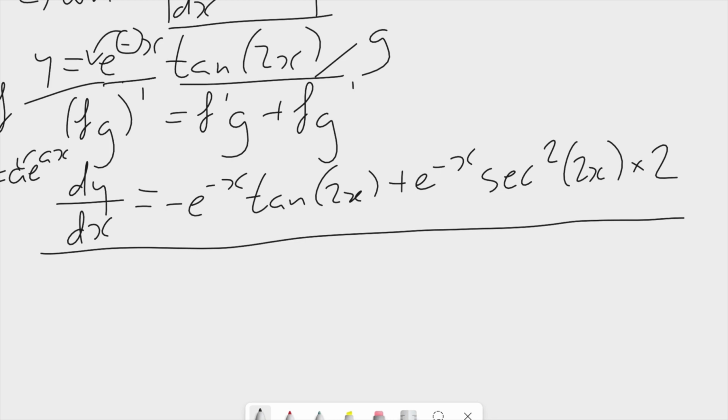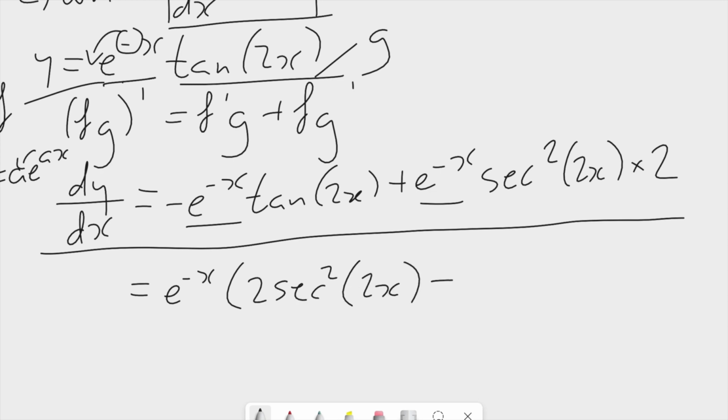So first off, just to start, we have e to the minus x here and here, so we can just factor that out. So this is equal to e to the minus x, 2 sec squared 2x minus tan of 2x.